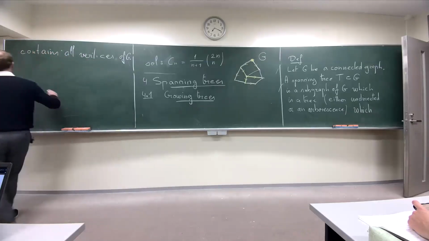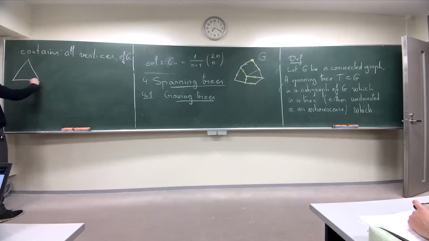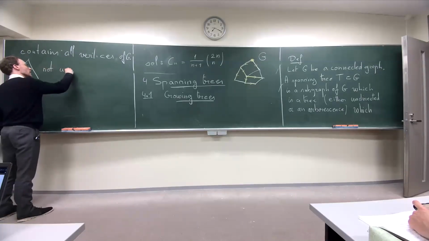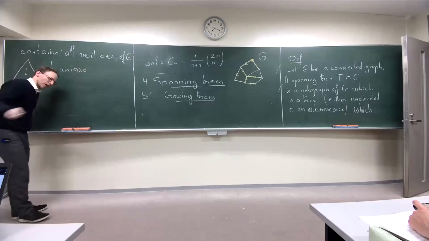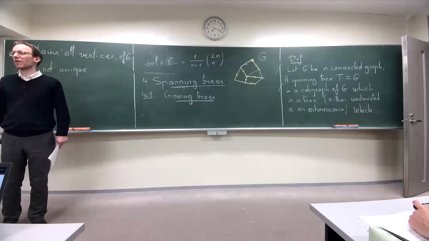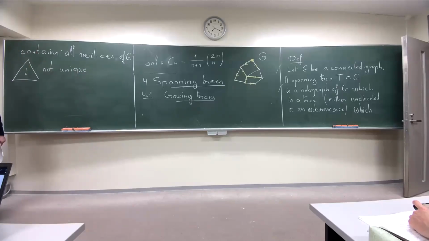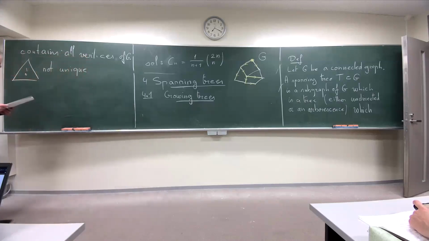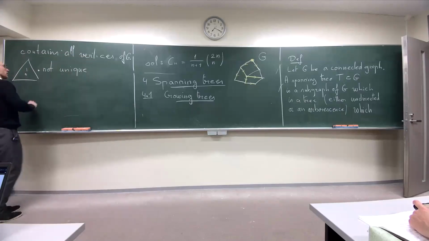Be careful, and it's clear, not unique. Except if the G is already a tree, probably in all other situations, you have more than one solution. Just think about it, except if it's already a tree. So you have more than one spanning tree. And so this is the first thing.